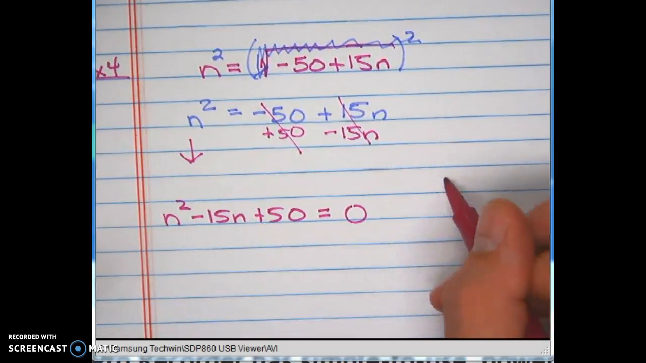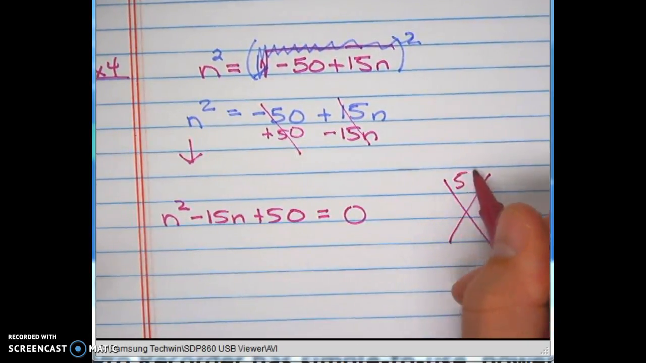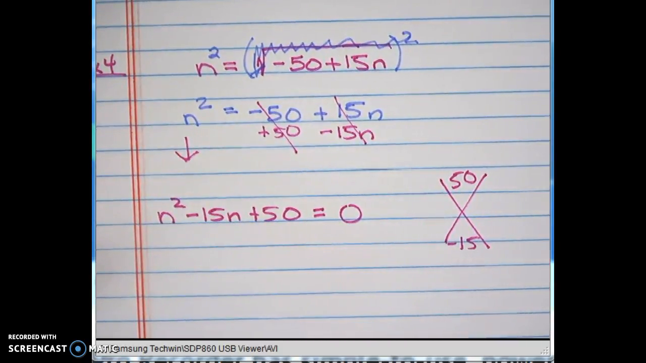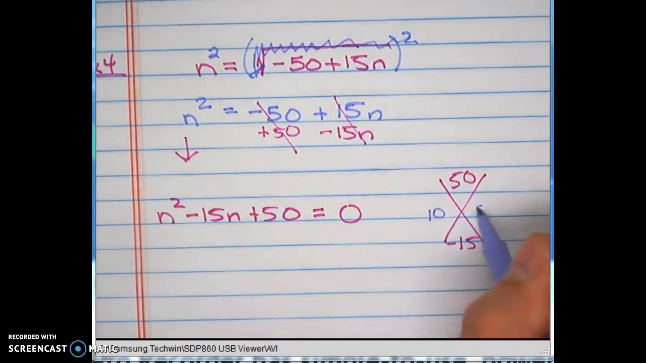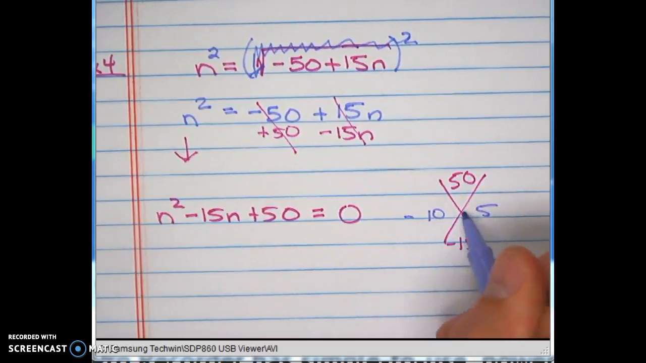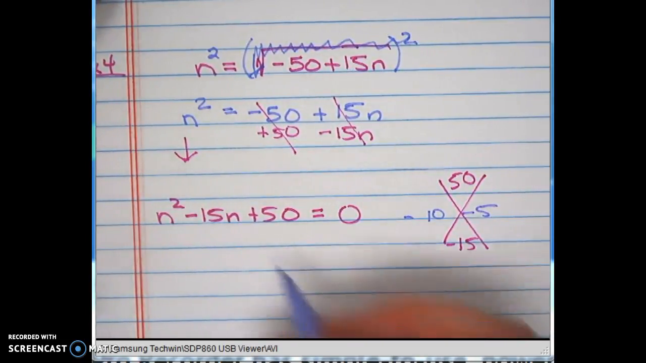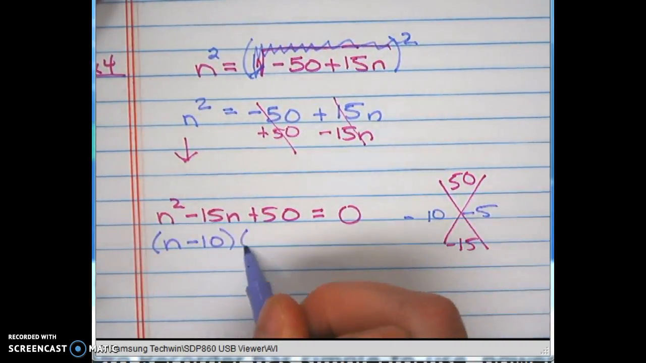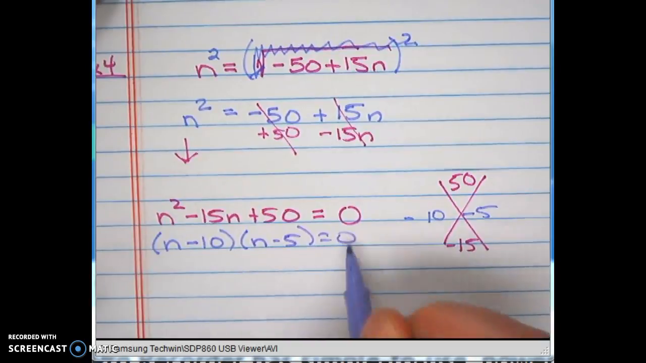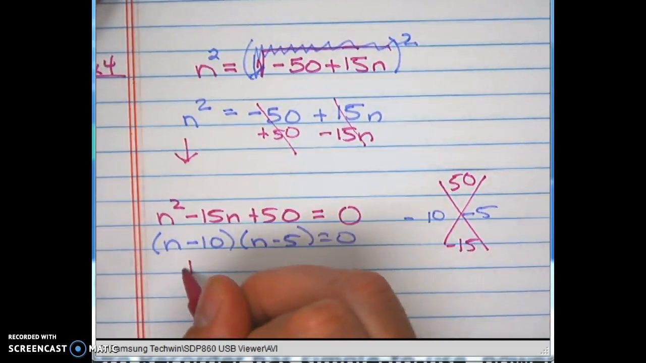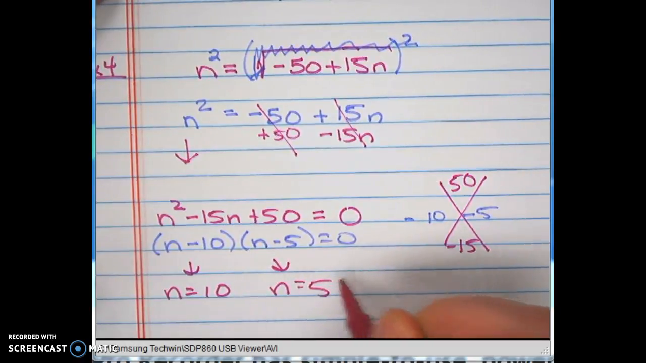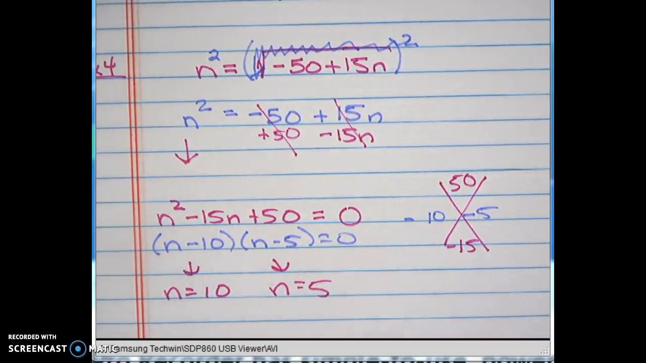This looks like it's possibly factorable. So I'm going to think, are there numbers that multiply to 50 that add up to negative 15? Yeah, there are. So 10 times 5 is 50. 10 plus 5 is 15. To get it to be negative 15, I'll make them both negative. And so I can factor this as n minus 10 times n minus 5. And I get answers of n equals 10 and n equals 5.